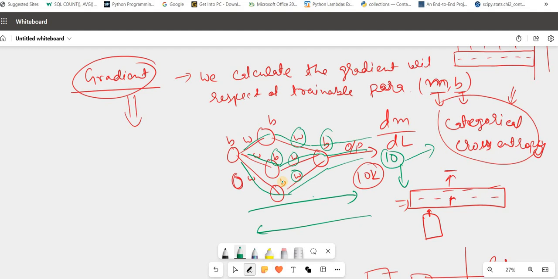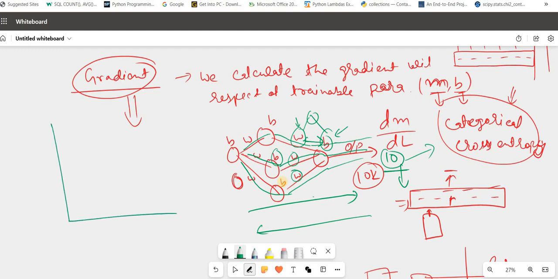Gradient measures, for a particular parameter, let's take these two, weight and bias, how much exactly these parameters are contributing to the loss function, how much actually, and in which direction we need to adjust so that the loss can reduce.